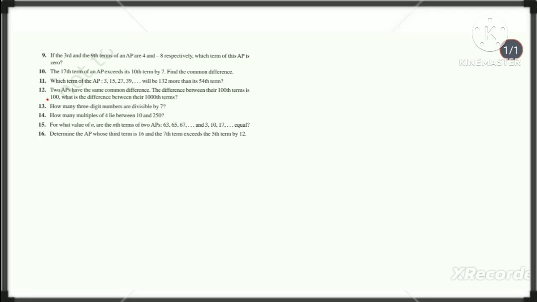Question number 13. How many 3-digit numbers are divisible by 7? Okay students, before solving this question, as we know, the smallest 3-digit number is 100 and the largest 3-digit number is 999. Now, according to this question, we need to find all the numbers between 100 and 999 that are divisible by 7, right?